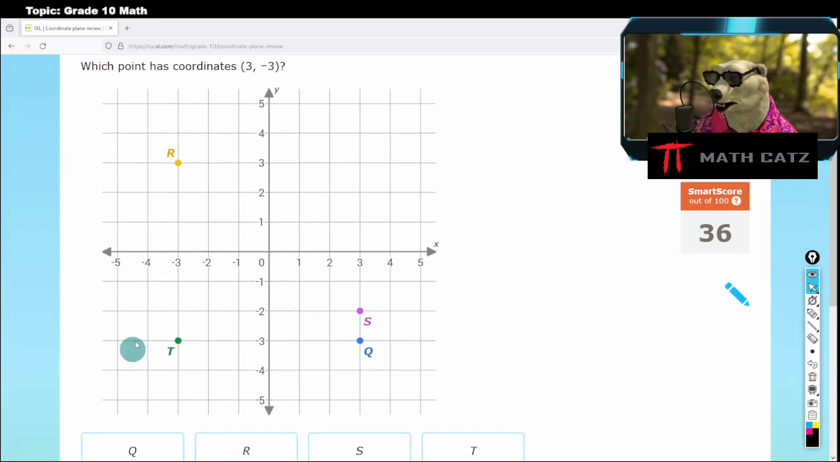Now we can have a look at this one. Points R, T, S, X. Which one do you think has coordinates 3, negative 3? You can let me know in the comments.